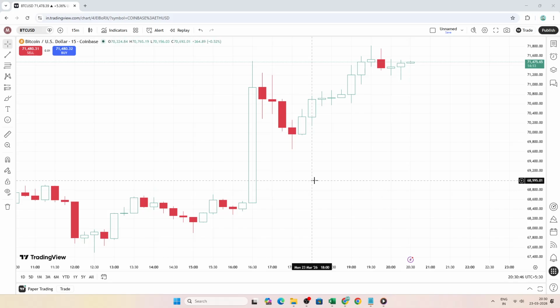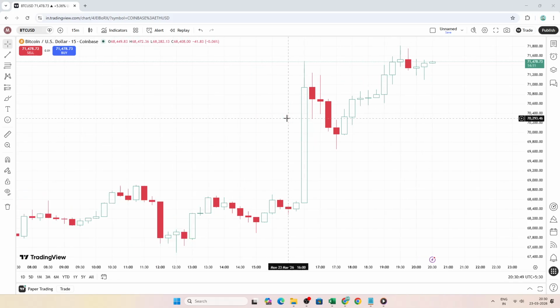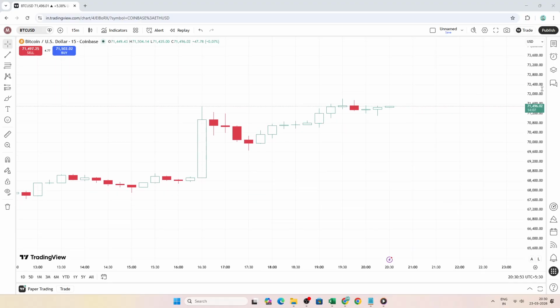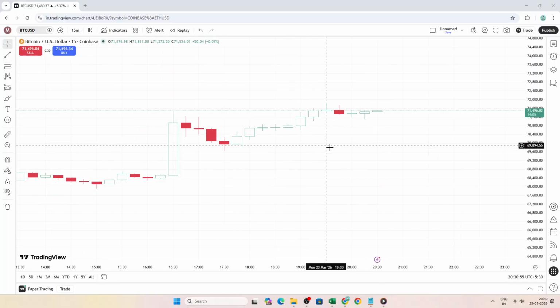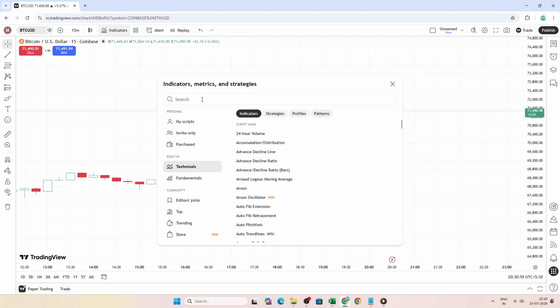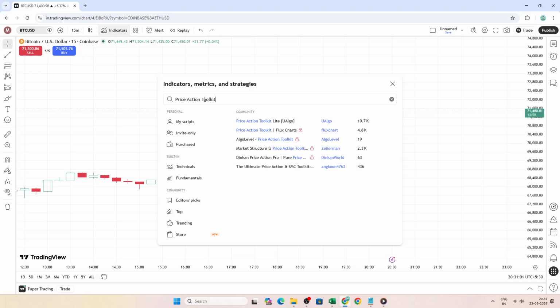In today's video, I'm going to teach you how to use Flux Charts Price Action indicator in TradingView. Start by opening TradingView on your browser or app. At the top of the chart, click on Indicators, then use the search bar to type Price Action Toolkit Flux Charts. From the results, select the official Flux Charts indicator.